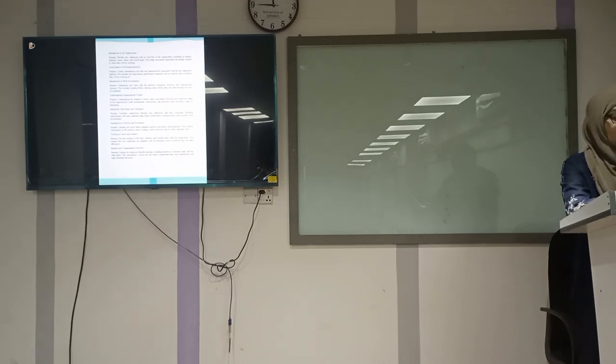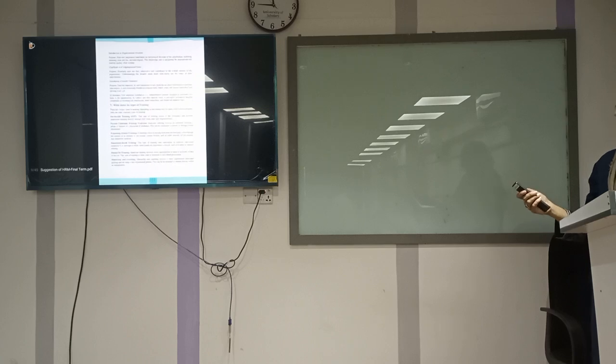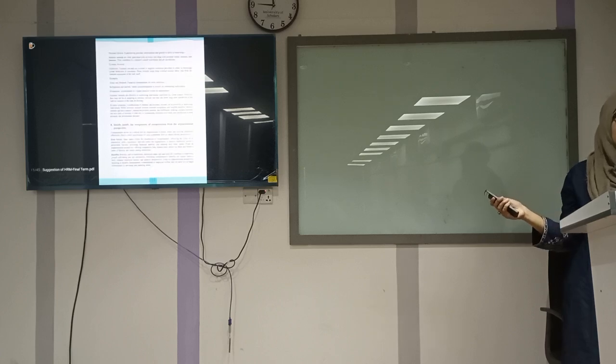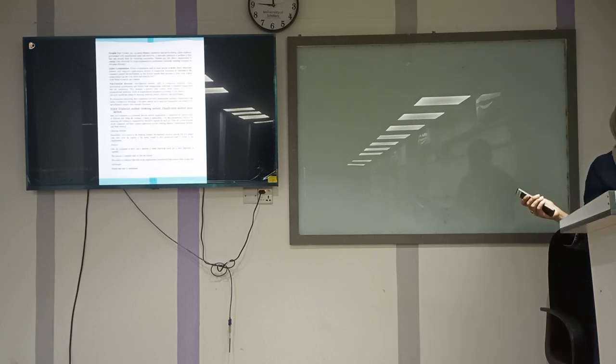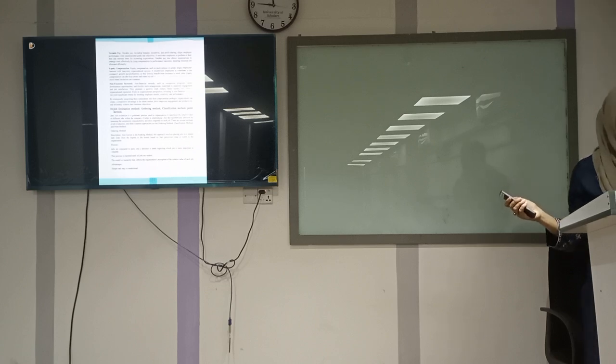Okay, 4 questions. Then go to the compensation chapter. Write down: define reward, number 8. Define reward. Explain intrinsic reward and extrinsic reward. Briefly justify the components of compensation from the organization's perspective. This is also from compensation. Number 9: job evaluation, ranking method, classifying method, point method. It is also part of compensation.